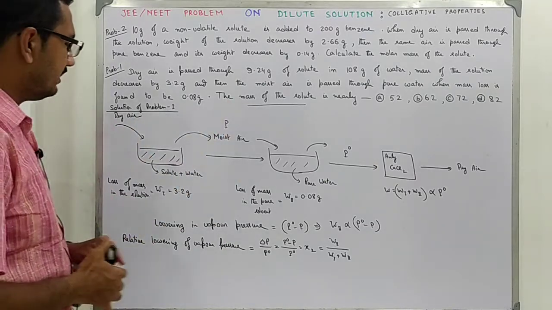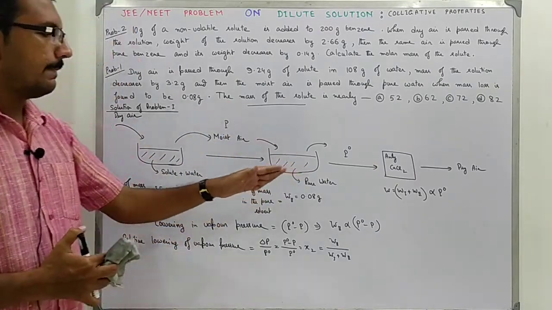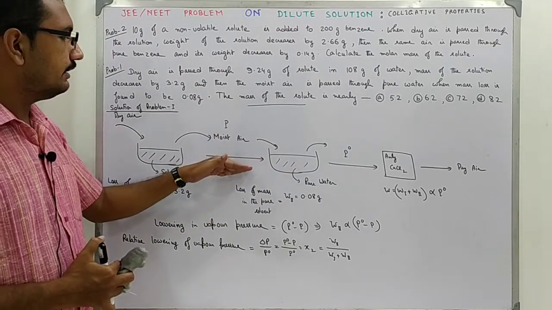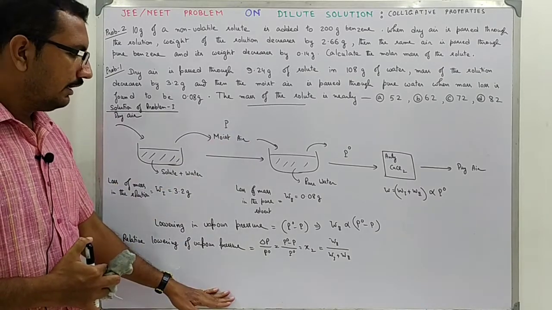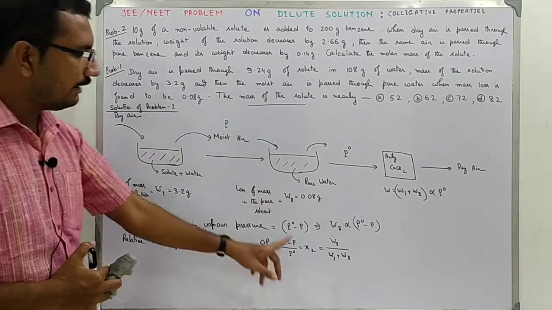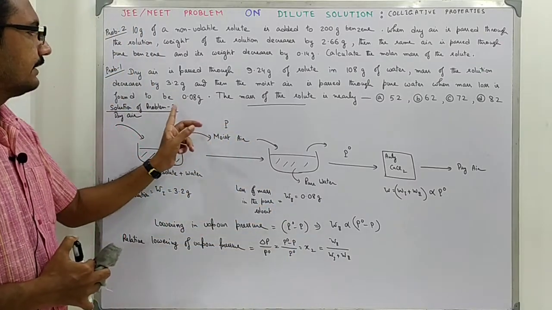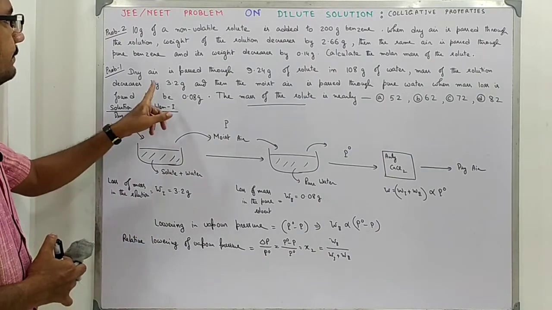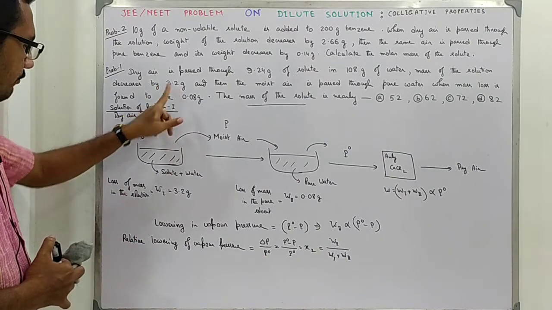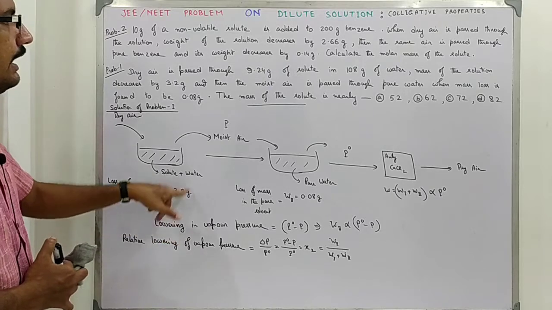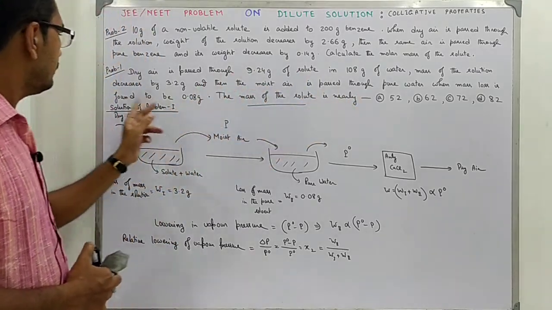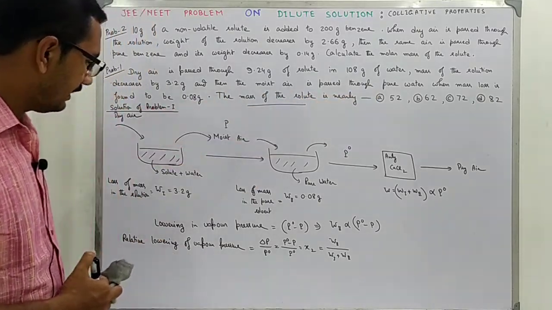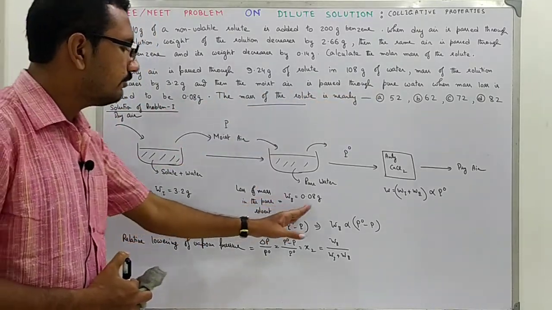This experiment is actually designed by Oswald and Walker, and it is a very useful experiment to determine the lowering of vapor pressure. Now you can see in this problem that the values of W2 and W1 are given. You can see that the loss of mass in the solution is 3.2 gram. So you have W1 equals 3.2 gram and the loss of mass is found to be 0.08 in case of pure solvent, that is pure water here. So it is W2 equals 0.08 gram.